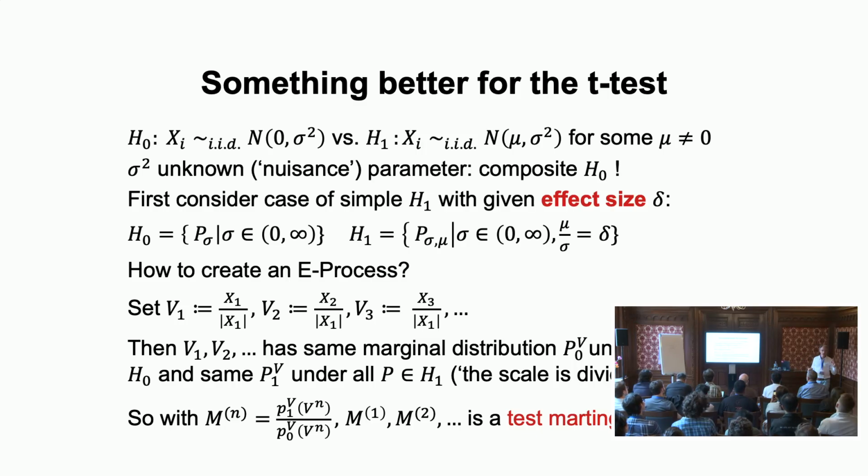So now we have a simple null. And because we have a simple null, we can now use likelihood ratios again. And that's actually what people have done for the t-test. You just change your data like this, and then you take these likelihood ratios, and it gives you an e-process. So it sounds like a trick at this point, but you'll see that it comes from something more deep.